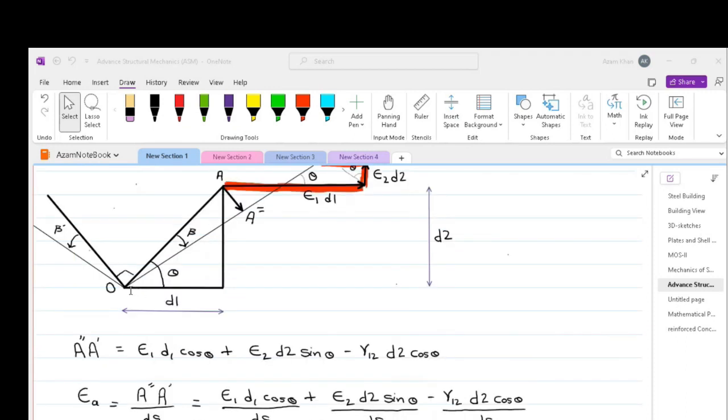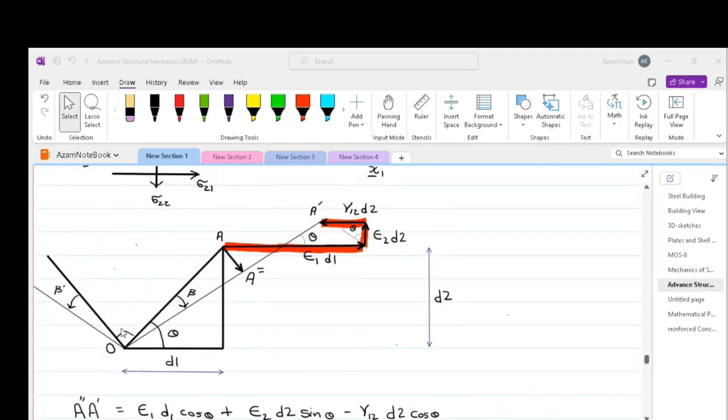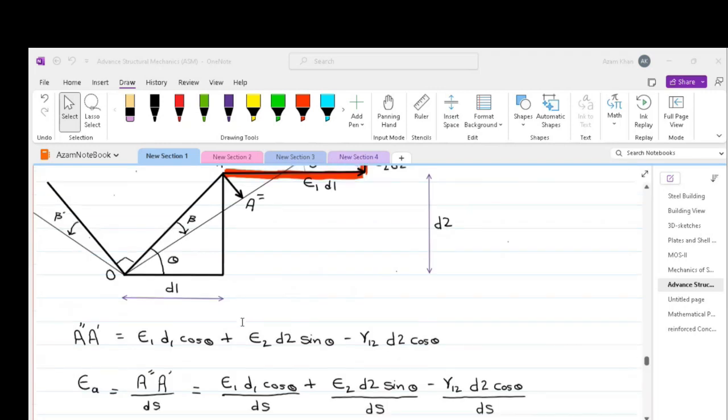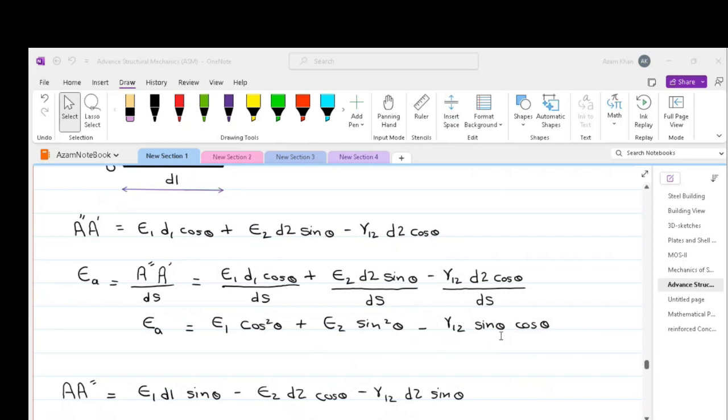If we assume that OA is equal to ds, or in other words, the length of OA is equal to ds, and divide A double dash A dash by ds, we will get the extension of OA, which is equal to strain 1 D1 cos theta by ds, plus strain 2 D2 sine theta by ds, minus gamma 1 2 D2 cos theta by ds. Since D1 by ds is cos theta, D2 by ds is sine theta, and D2 by ds again is sine theta.